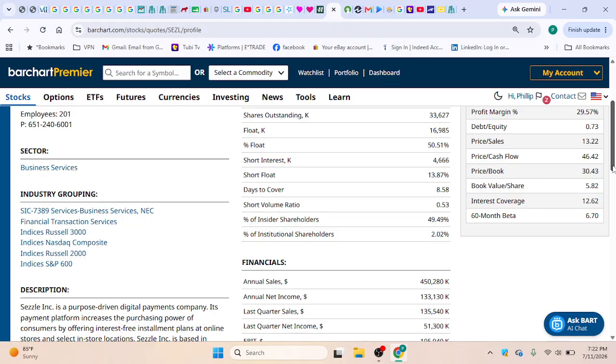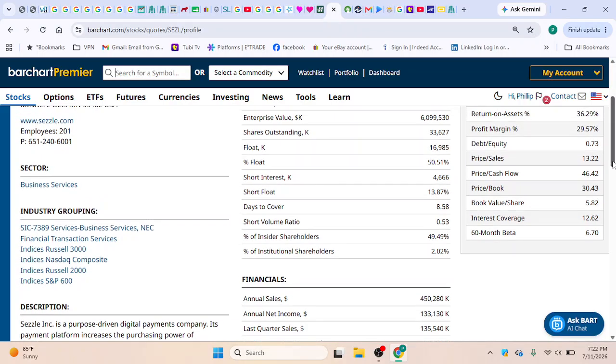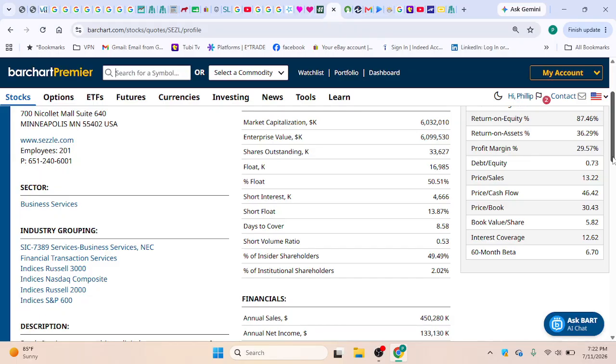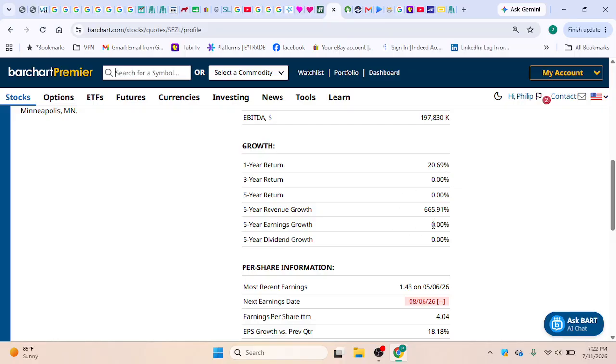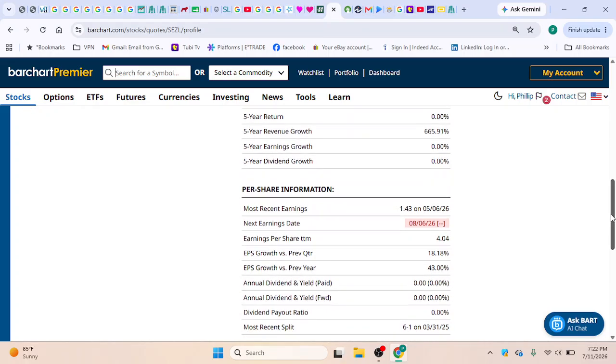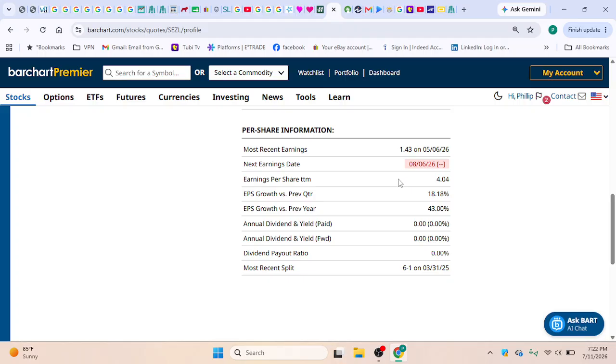And then we see that these financials are pretty good, right? Last quarter net income, 51 million. Last quarter sales, 135 million. Annual sales, and the stock's growing, right? It's growing 1 year, 20%. 5-year revenue growth, high triple digits, right? 665% revenue. So they are growing. People like their products. Per share information, earnings per share growth, double digits. Earnings per share growth versus previous year, 43%.